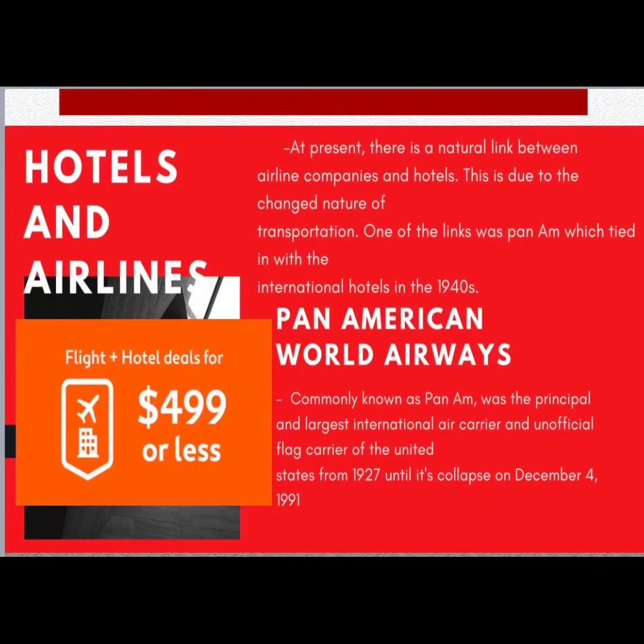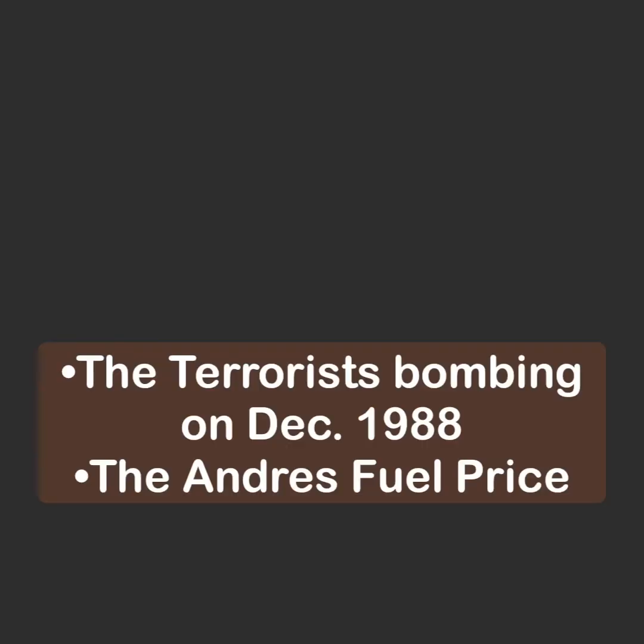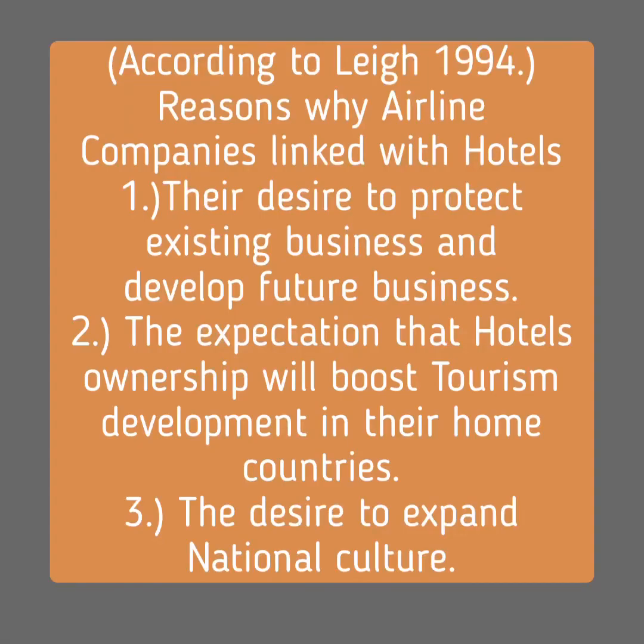Hotels and airlines. Pan American World Airways, commonly known as Pan Am, was the principal and largest international air carrier and an official flag carrier of the United States from 1927 until its collapse on December 4, 1991. So what is the story behind the Pan American World Airways collapsing? These are the terrorist bombing in December 1988 and the unrest fuel price.